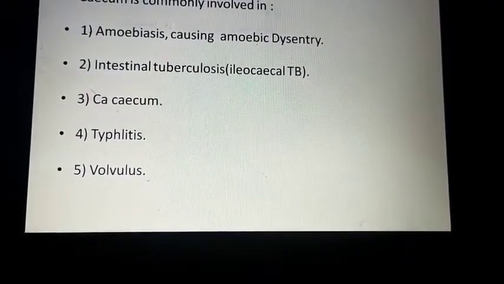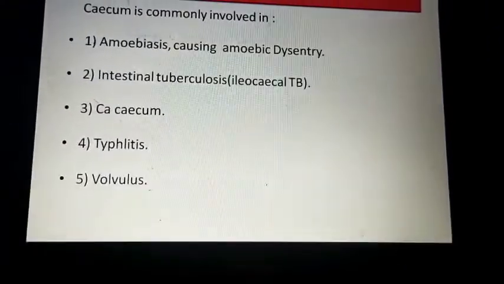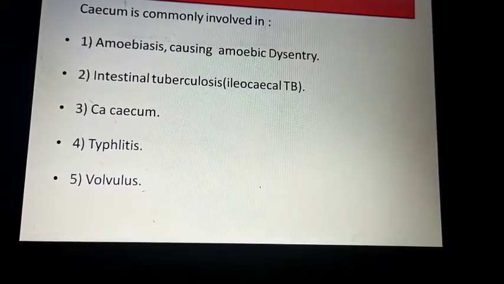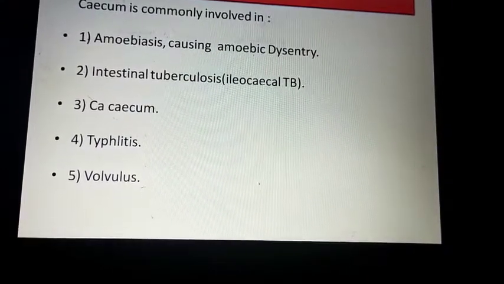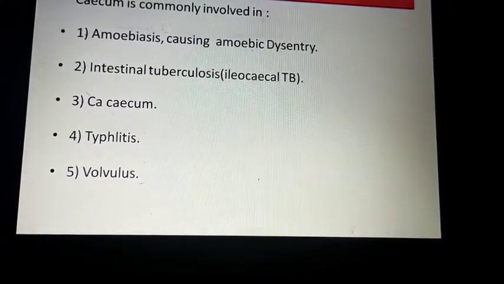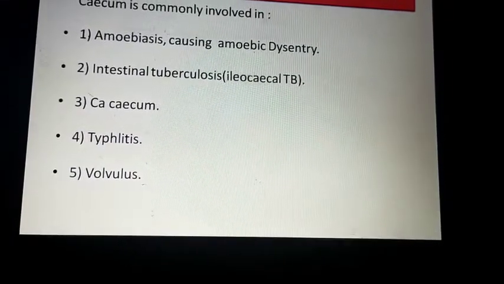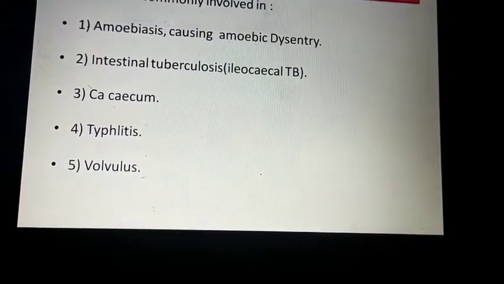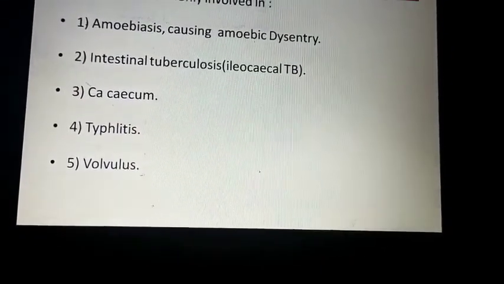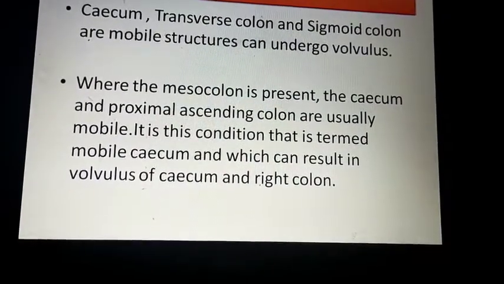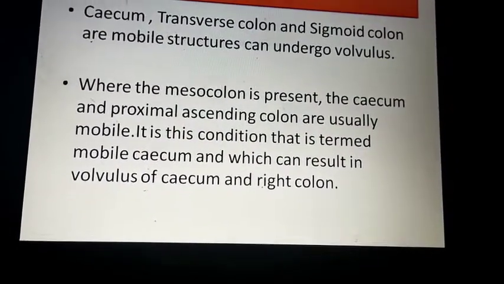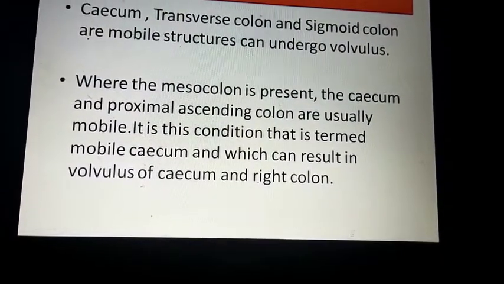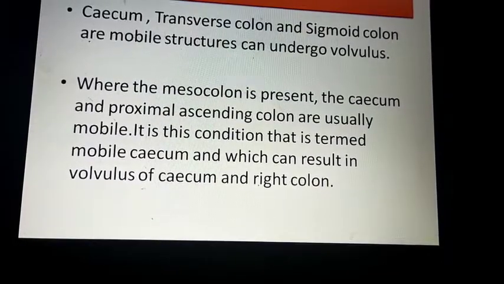Clinical anatomy of the cecum: it is commonly involved in amoebiasis causing amoebic dysentery, intestinal tuberculosis or ileocecal tuberculosis. Inflammation of the cecum is typhlitis. Another name for the cecum is typhlon. And volvulus of the cecum. Surgical anatomy: the cecum, transverse colon and sigmoid colon are movable structures. They can undergo volvulus because they are movable structures.